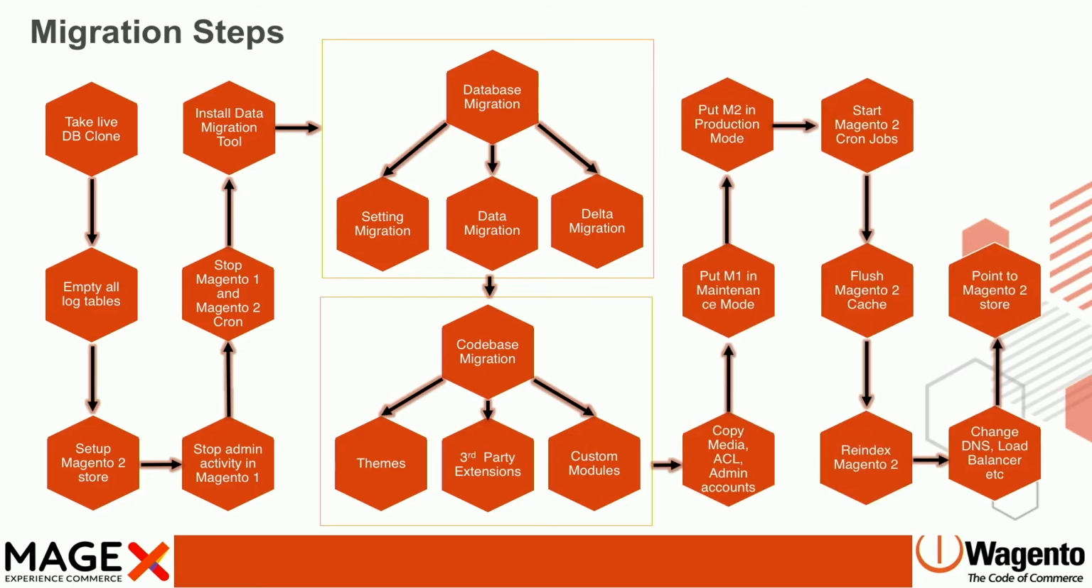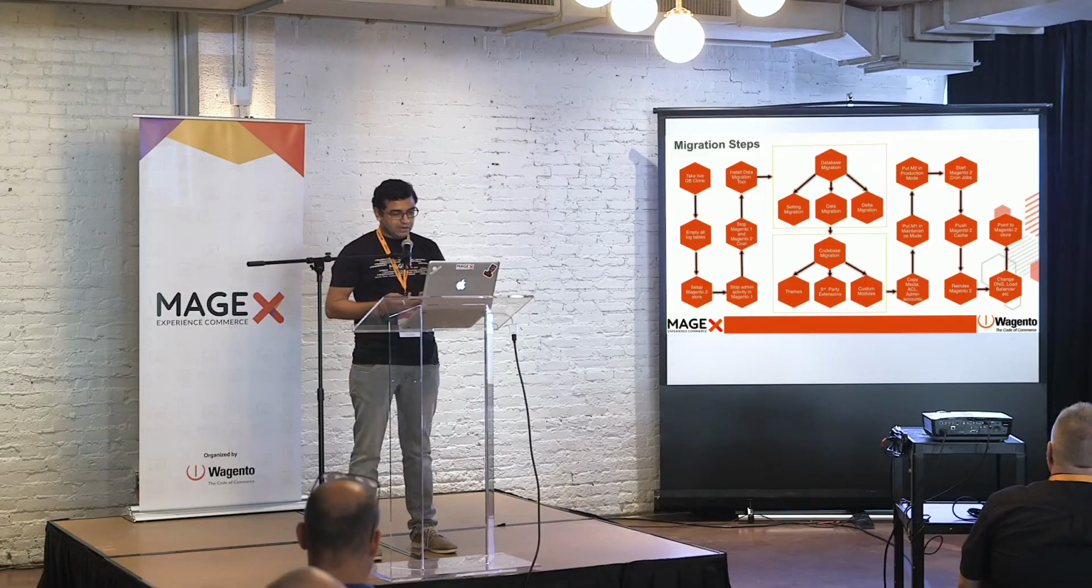Once you are done with the code migration, now copy media, SEO, and admin accounts, because these are the things that no migration step is doing. You need to do these manually. So copy media, SEO, and admin accounts and transfer them to Magento 2. Now your Magento 2 store is almost ready to launch.